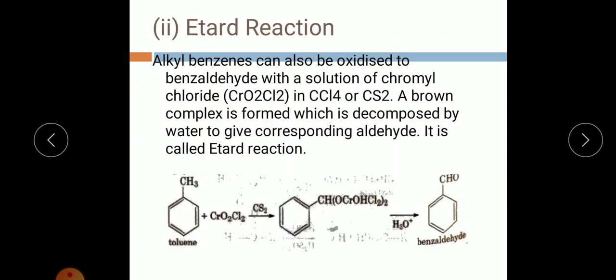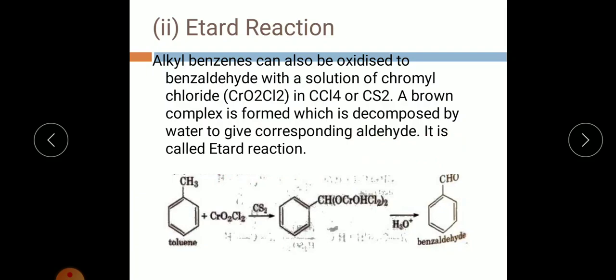The second preparation is known as the Etard reaction. Now let us see what this Etard reaction is. Alkyl benzenes, for example methyl benzene, can also be oxidized to benzaldehyde with a solution of chromyl chloride, that is CrO2Cl2, in the presence of carbon tetrachloride or carbon disulfide. A brown complex is formed, which is decomposed by water to give the corresponding aldehyde. This is called the Etard reaction.